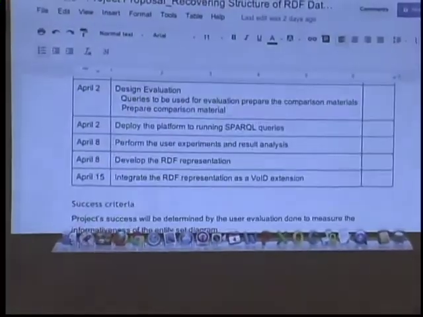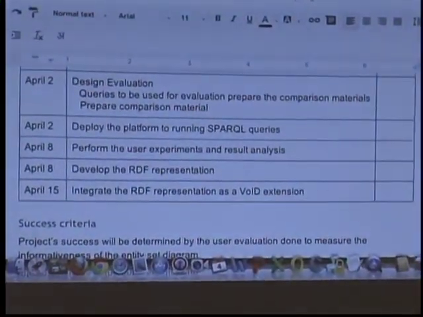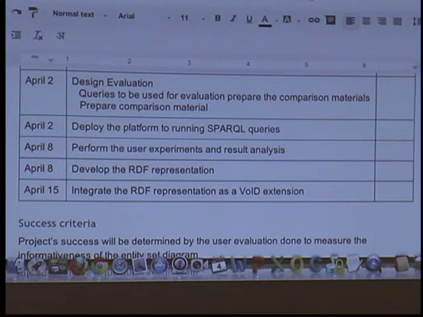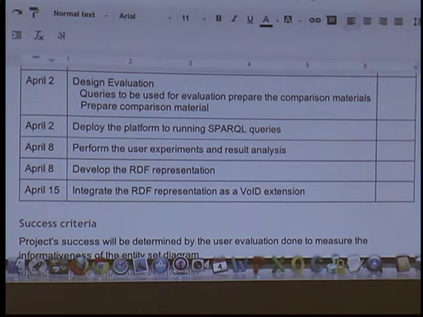So what we need to do is the evaluation, and we ran into some problems in running the evaluation as we expected earlier.